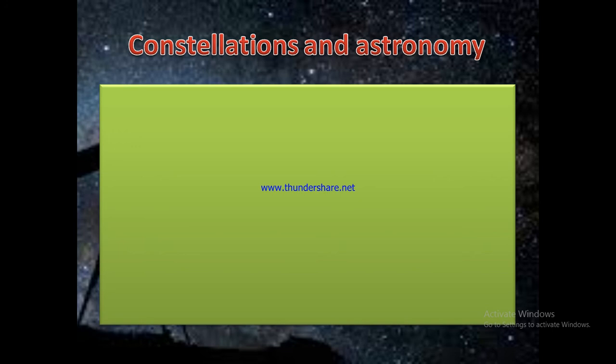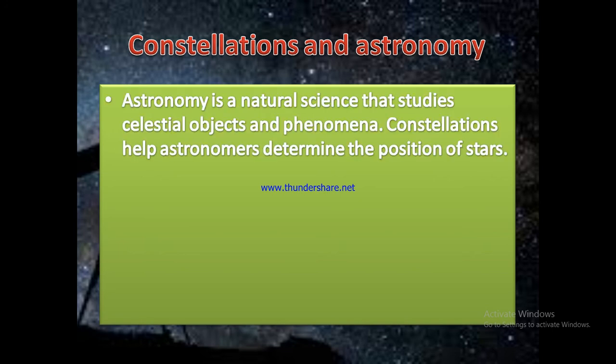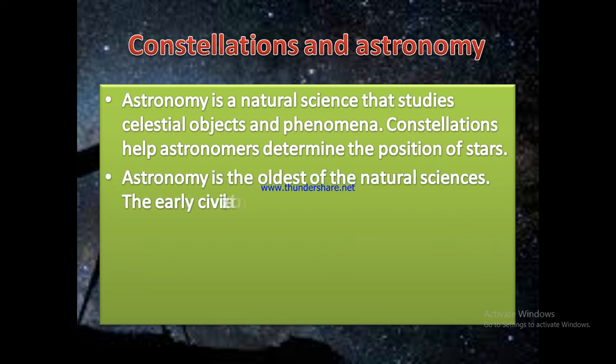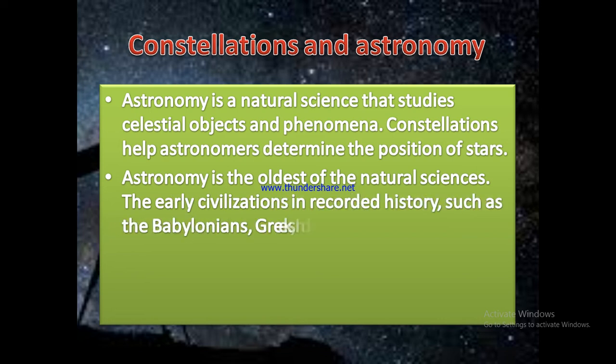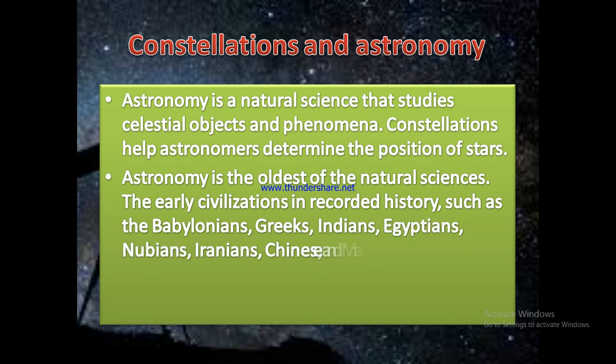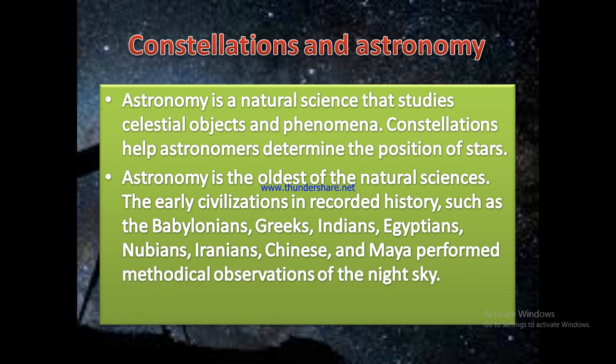Constellations and astronomy. Astronomy is a natural science that studies celestial objects and phenomena. Constellations help astronomers determine the position of stars. Astronomy is the oldest of the natural sciences. The early civilizations in recorded history, such as Babylonians, Greeks, Indians, Egyptians, Nubians, Iranians, Chinese, and the Maya, performed methodical observations of the night sky.